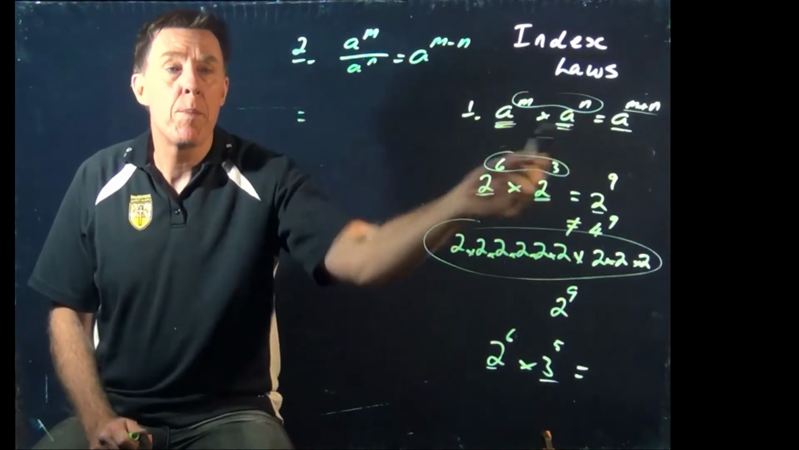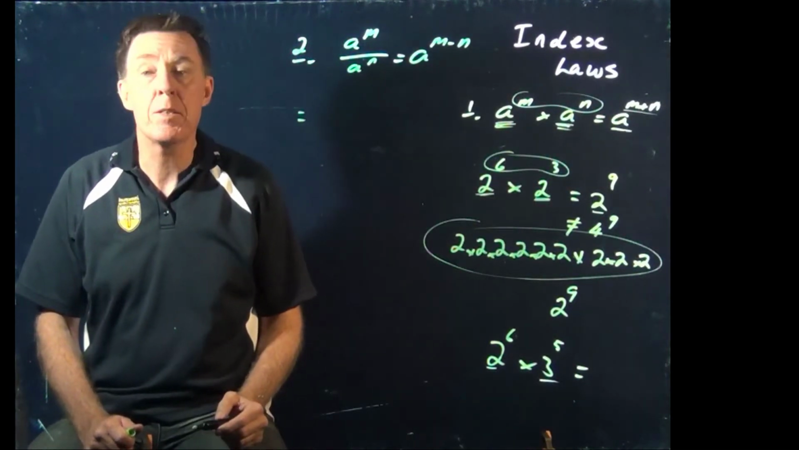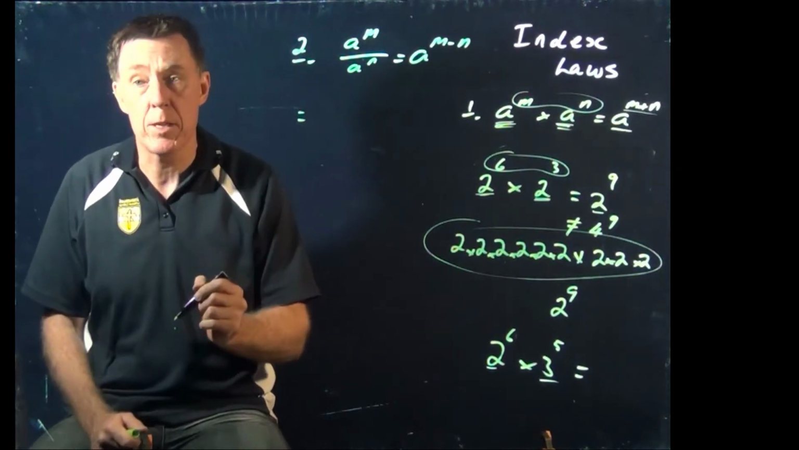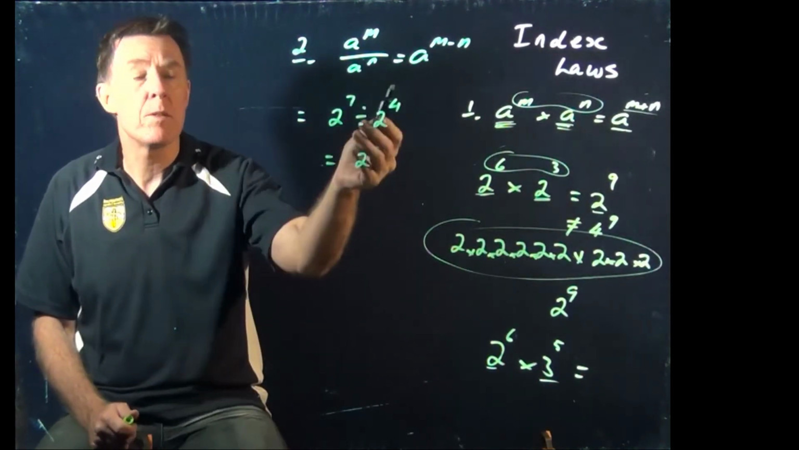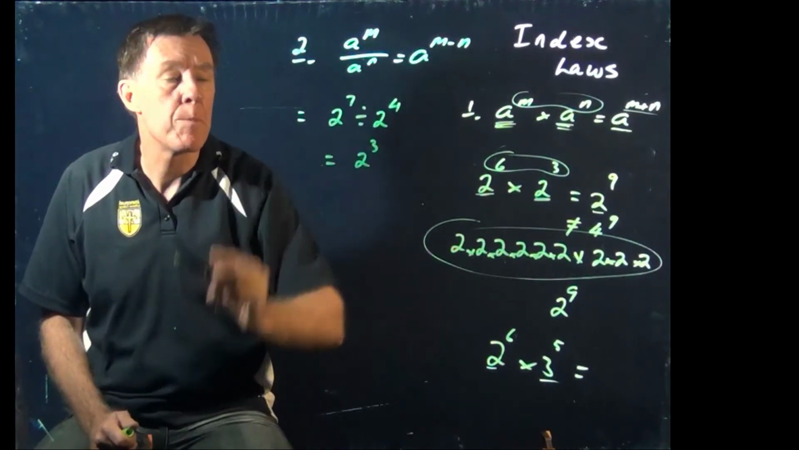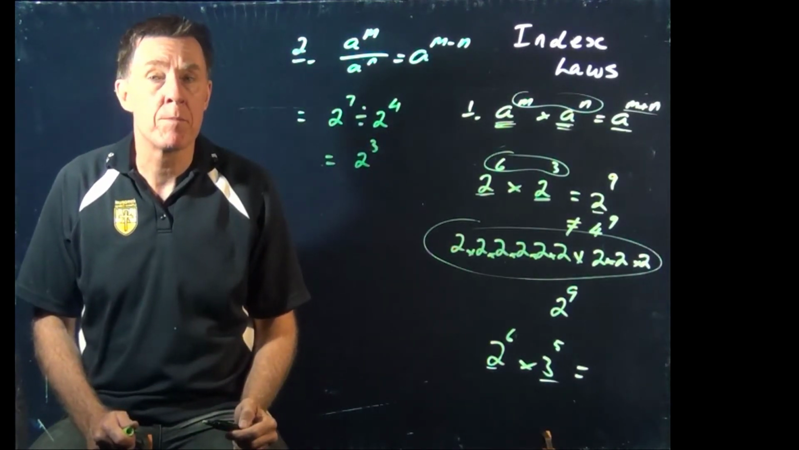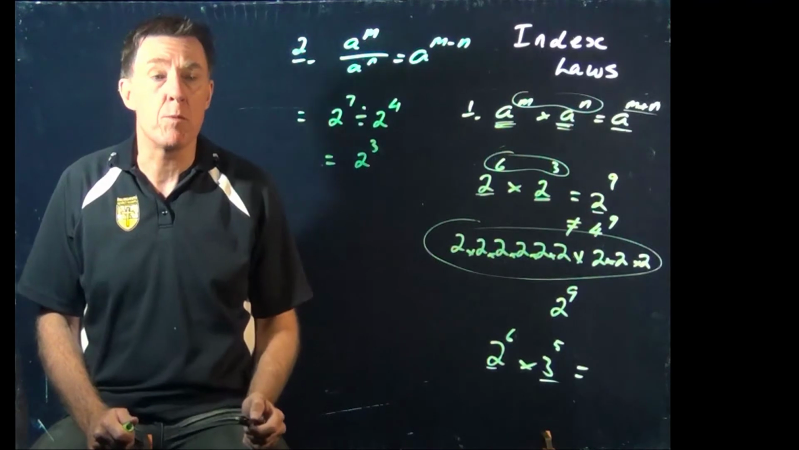If I'm multiplying powers of the same base, I add the indices. If I'm dividing powers of the same base, I'm going to subtract the indices. 2 to the power 7 divided by 2 to the power 4 is going to give me 2 to the power of 3, for exactly the same logic as before.